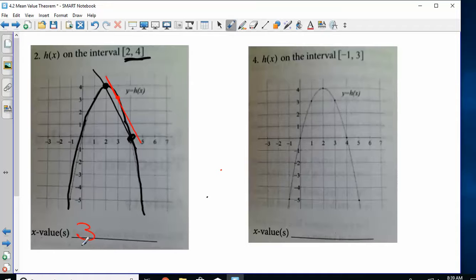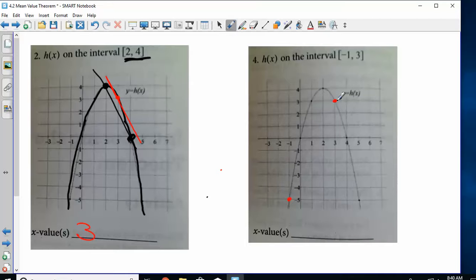Okay, we were looking between 2 and 4, so it will turn out to be a number between 2 and 4. That's all the mean value theorem is telling us. So if we look at the next one, this time my interval is from -1 to 3. So when my x is -1, down there, when my x is 3, not here.